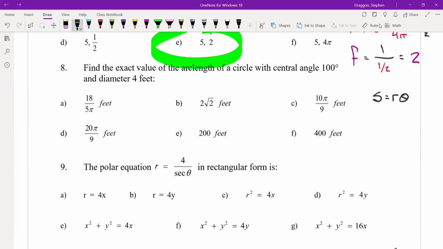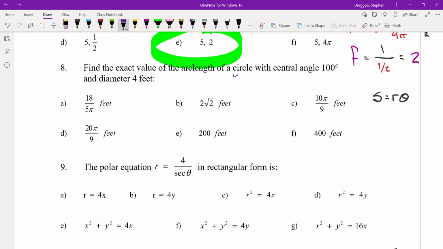S equals r theta. Right. All the way back to, I think this was worksheet number 1. We had this equation for arc length, which is just some portion of the circumference of a circle. And we said that arc length is going to be equal to the product of the radius and the central angle.